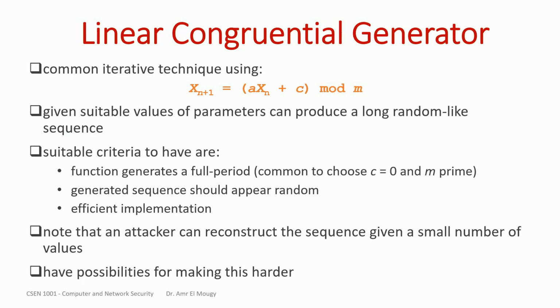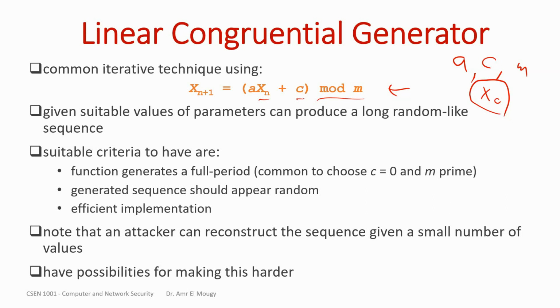Basically, the numbers are generated using this equation. Okay, x_{n+1}. So if you want to generate a number, this number is equal to a multiplied by the number before it plus c. All of this is mod m. So you have to choose these values. You have to choose a value of a, c, and m, and you have to choose the initial value, which is x0. x0 is what we call the seed. This is the initial value. You can choose anything you want.